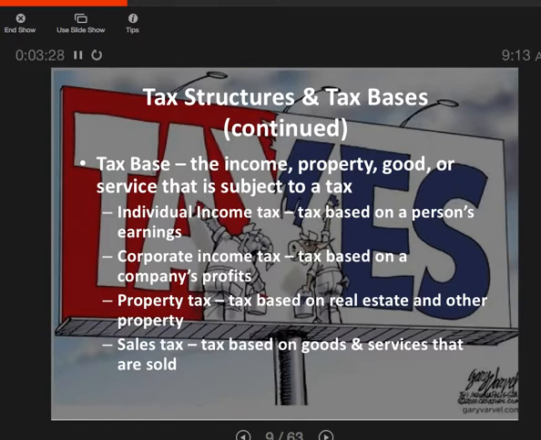Now, some states are more lenient than others when it comes to sales tax. Some states do not tax food or essential items for their citizens, because they look at it as a need, and we shouldn't be taxing that. So there are the 4 different areas for the tax base.